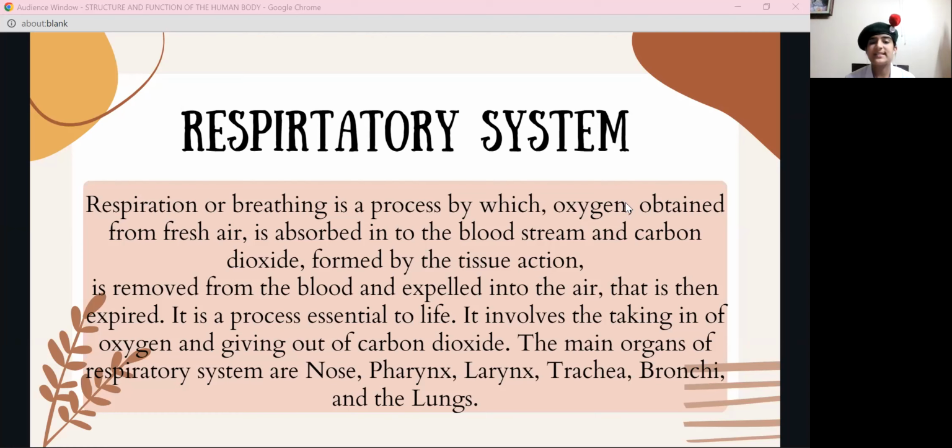Respiration is a process essential to life. It involves the taking in of oxygen and giving out of carbon dioxide, as I told you. And the main organs of respiratory system are nose, pharynx, larynx, trachea, bronchi, and the lungs.